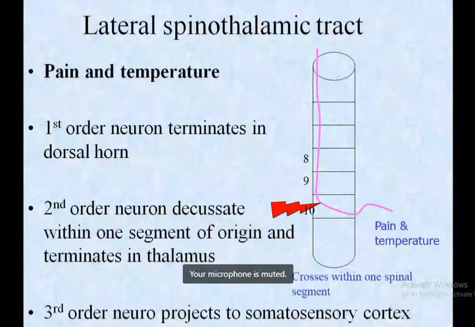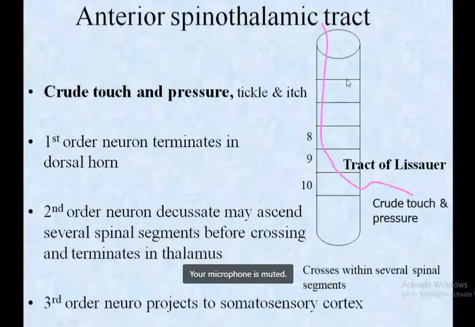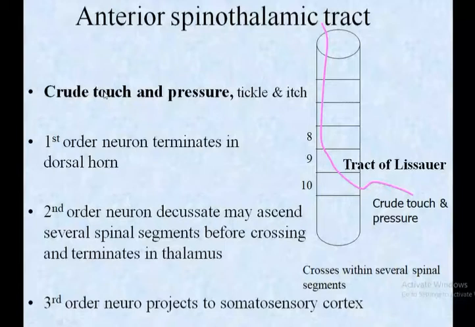Then one important thing you should remember, the main difference between this lateral spinothalamic tract and anterior spinothalamic tract is, see here, the lateral spinothalamic tract decussates right at the same spinal segment. Okay, suppose this is the 10th thoracic spinal segment, and this decussation is occurring right at the 10th thoracic spinal segment. But unlike here, in the anterior spinothalamic tract the sensation carried is crude touch and pressure. Besides this, tickling sensation and itching sensation is also supposed to be carried by this anterior spinothalamic tract.